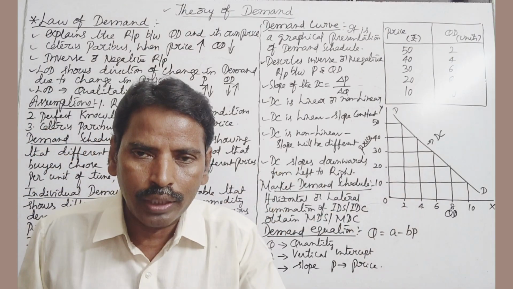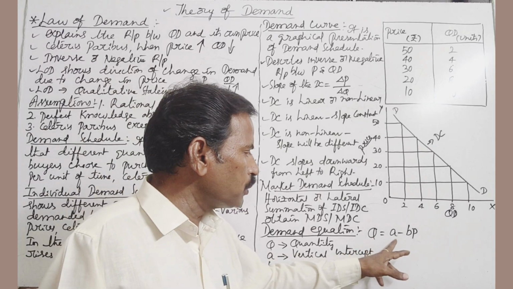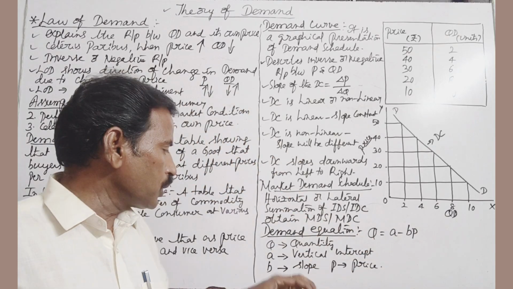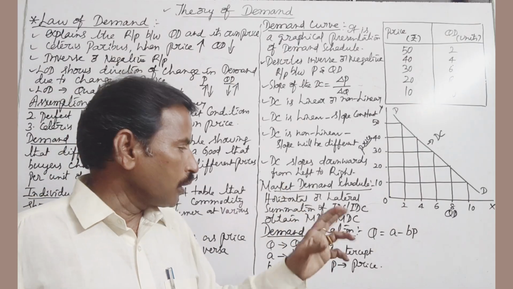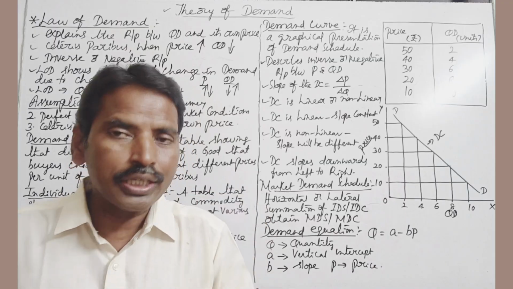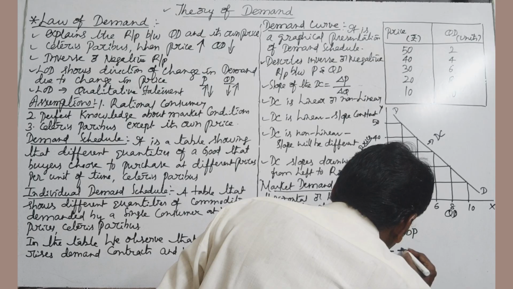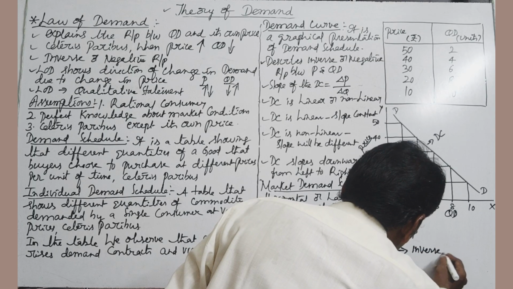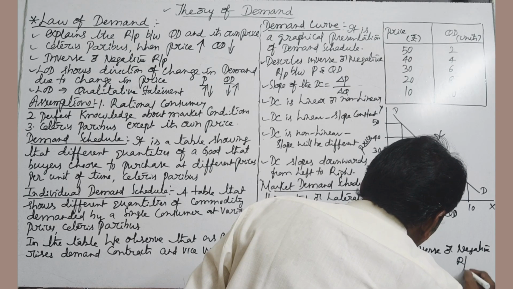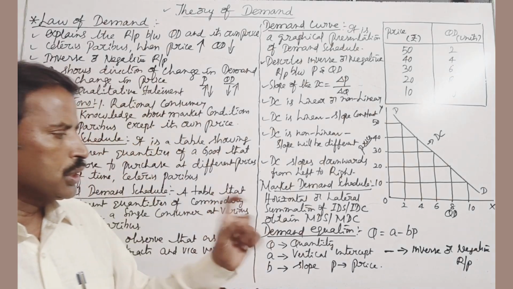What is demand equation? Demand equation: Q = A - BP. Q is quantity, A is vertical intercept, B is slope, P is price. Minus indicates that inverse or negative relationship.